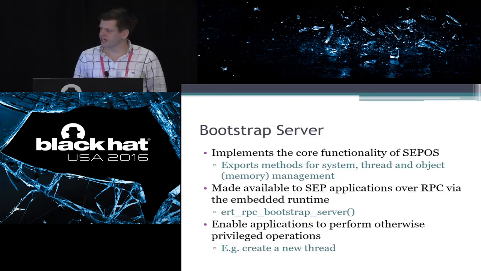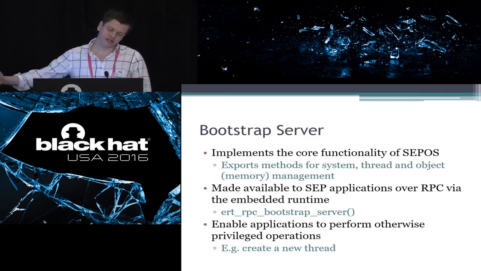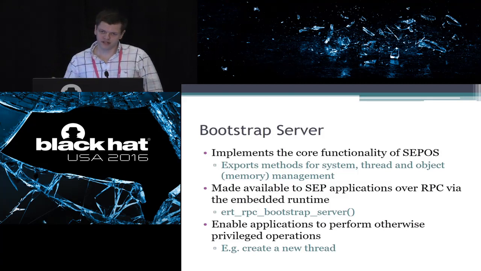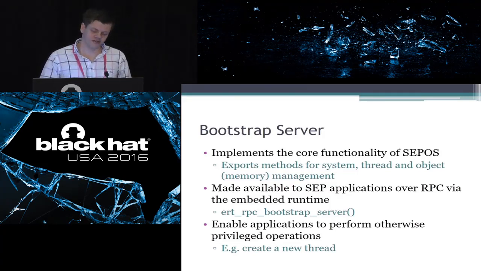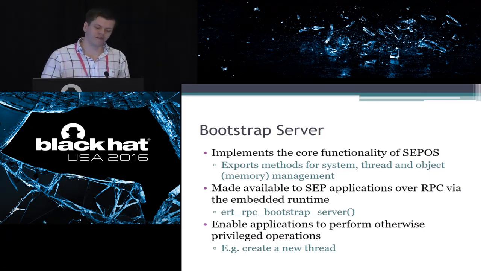In order to communicate with the Bootstrap server, you use the embedded runtime to call this ERT RPC Bootstrap server function, and that basically just gives you a handle back or a thread ID to the Bootstrap server. So then you're able to invoke functions. For instance, in order to create a thread, a thread create system call is privileged. So you would then call the Bootstrap server in order to do that for you, and it would give you a new thread.